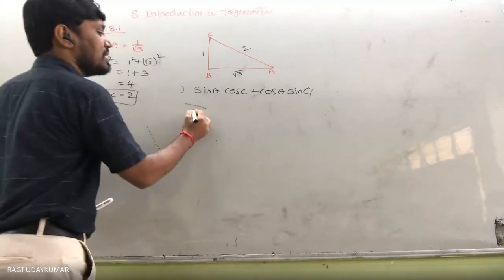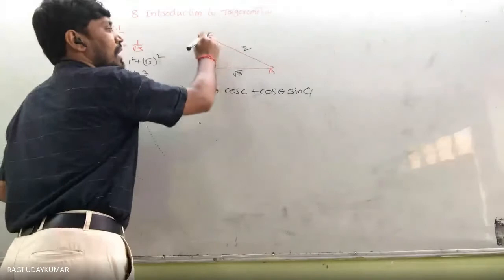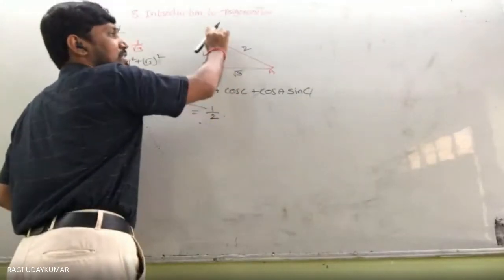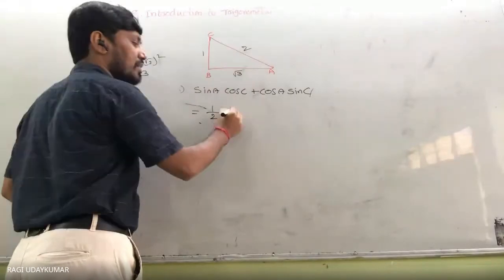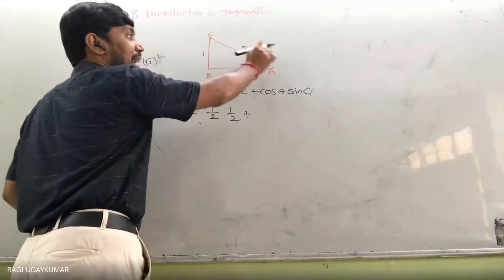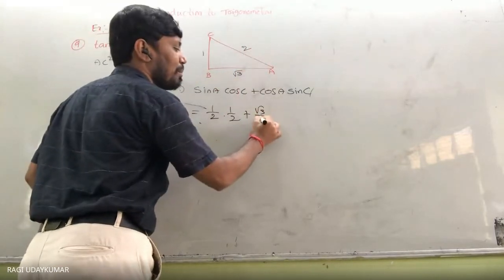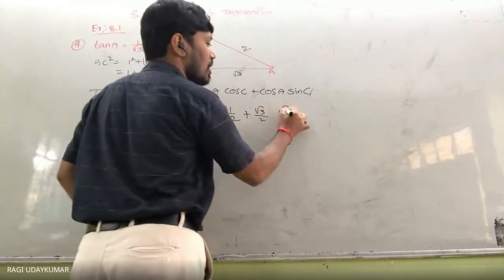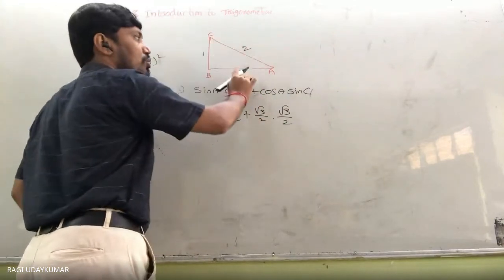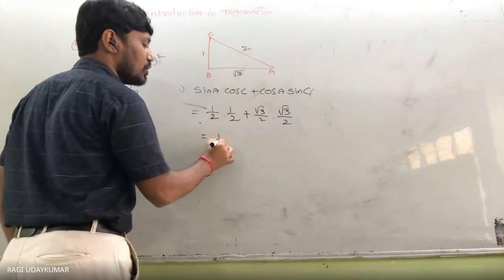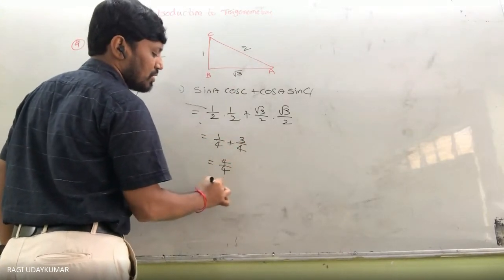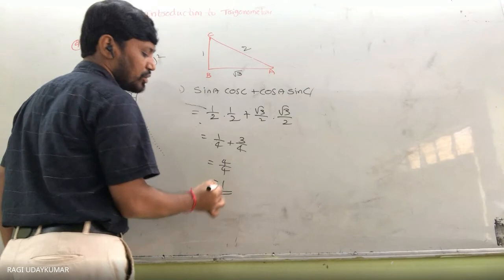So sin A is nothing but opposite by hypotenuse. Cos C is nothing but adjacent by hypotenuse. Cos A is nothing but A का adjacent √3 by 2. This is also √3 by 2. Sin C is nothing but C का opposite √3 by 2. So which is equals to 1 by 4 plus 3 by 4, which is equals to 4 by 4, which is equals to 1.